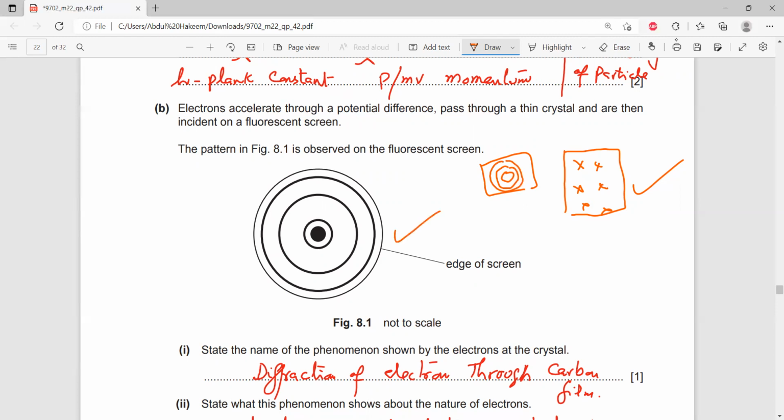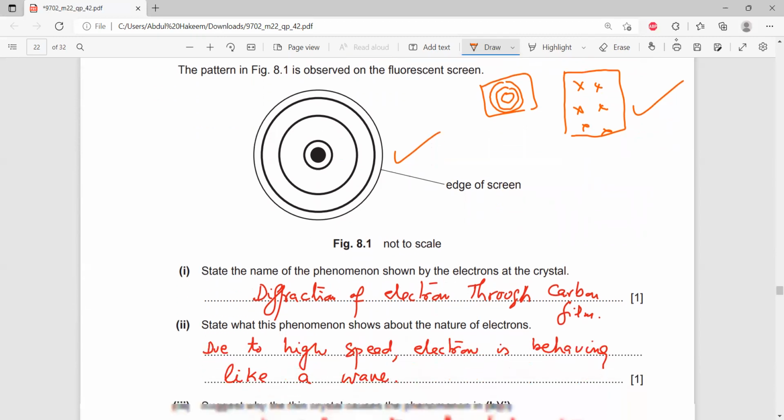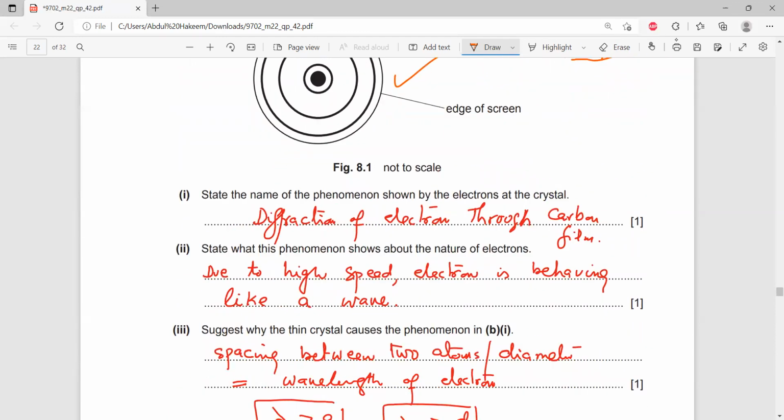It means the electron, the particle, is in the wave form, not in the particle nature, it is converted into wave nature. So state the name of the phenomena shown by the electron at the crystal. So this is diffraction. Because the electron is converted into wave nature, when it is passed through any crystal, any film, due to diffraction, the fringes are formed. State what is the phenomena shown about the nature of the electron. Due to the high speed, the electron is behaving like a wave, because the diffraction is due to the wave nature, so the electron is converted into wave nature.